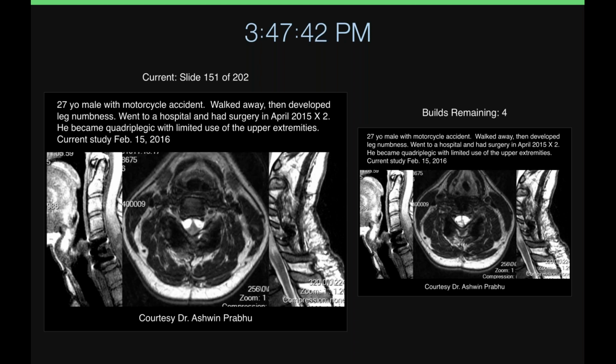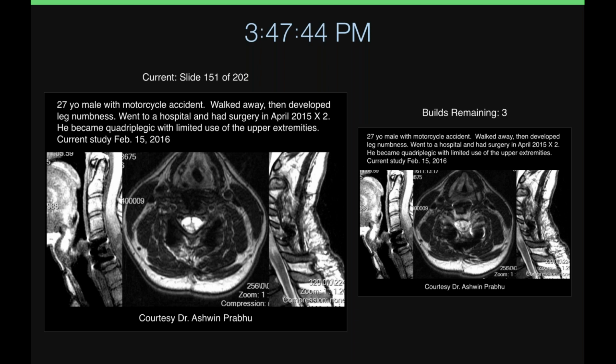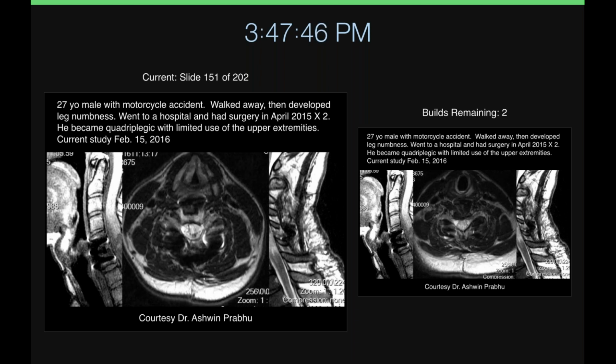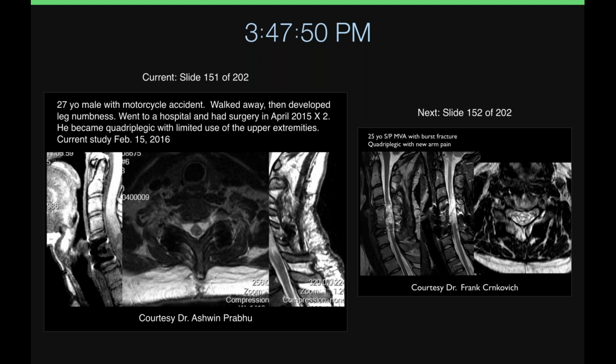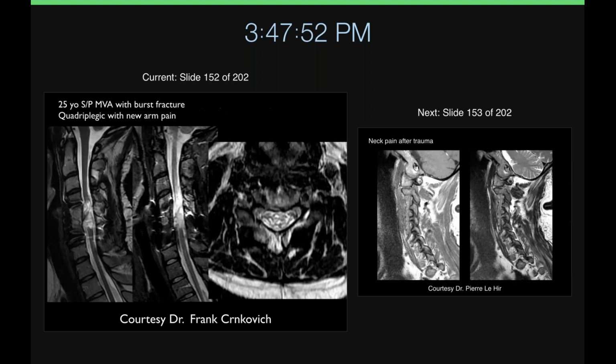So that's one level. This is the next level. That's the next level. Going down through the lesion until we get to the other side. So he basically had a transected cord. It's just interesting that the symptoms were delayed that much. I guess the bottom line is you need to get your cervical spine stabilized sooner rather than later.